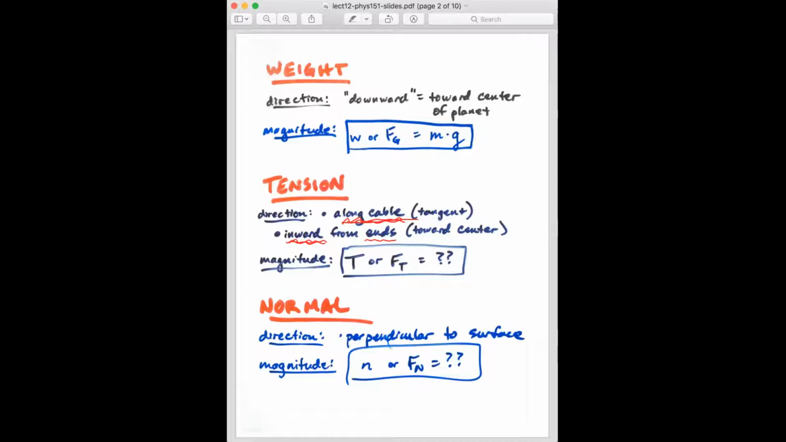Unlike weight, there is no formula for the magnitude of tension or for the magnitude of normal force that applies generically in all cases. Instead, tension and the magnitude of normal force are specific to every particular problem. So you just have to solve for them in a customized way on a case-by-case basis. And then for normal force, we already mentioned the direction is perpendicular to the surface, which is what gives a normal force its name.